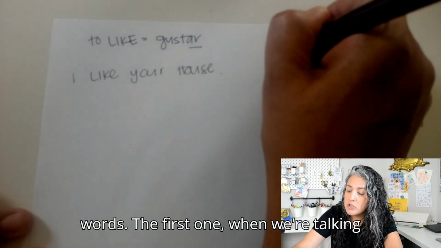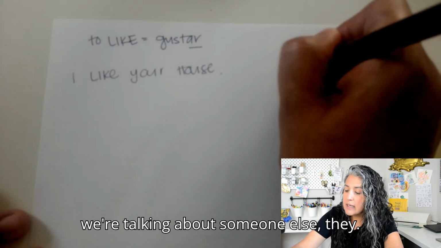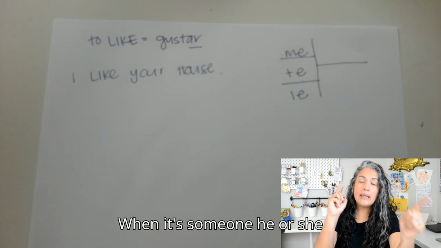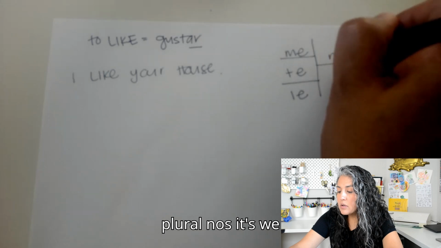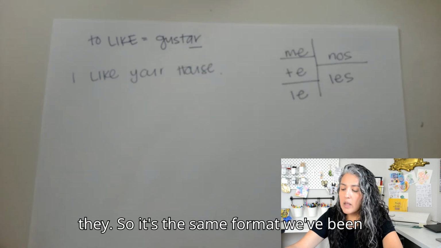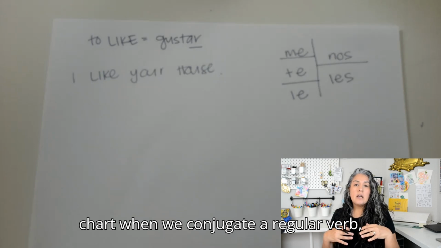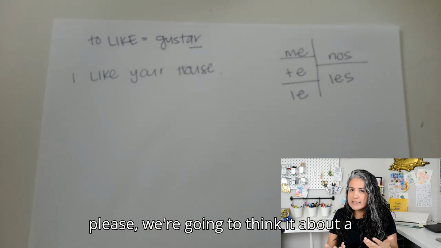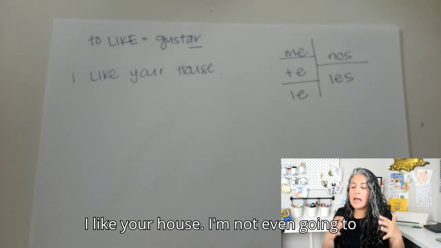The first one, when we're talking about myself, I say me. When we're talking about someone else, te. When it's he or she, le. Right side, plural, nos. It's we. And les, it's they. So it's the same format we've been using to put the chart when we conjugate a regular verb. But in the verb gusta, that means to please, we're going to think about it as a 2-step verb. So let's play. I like your house.